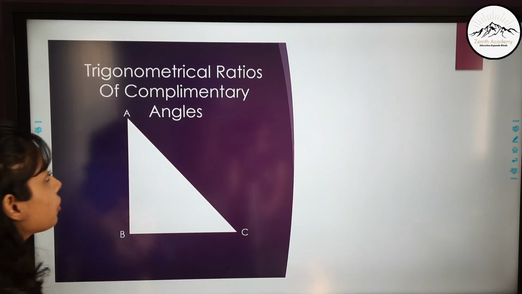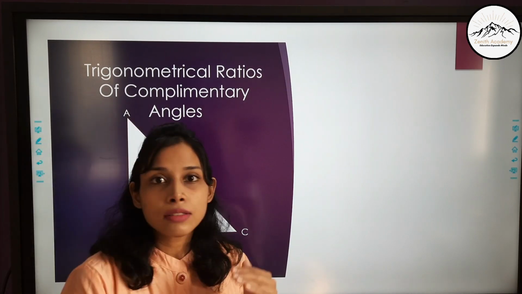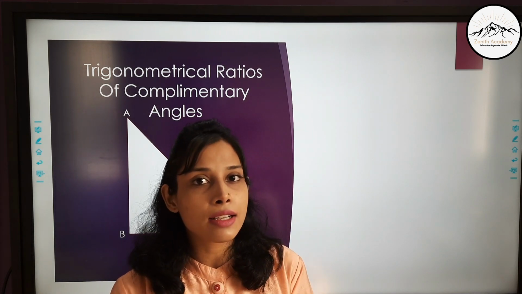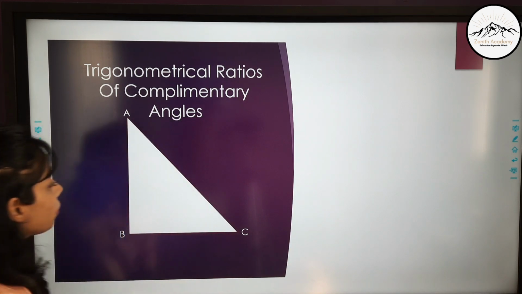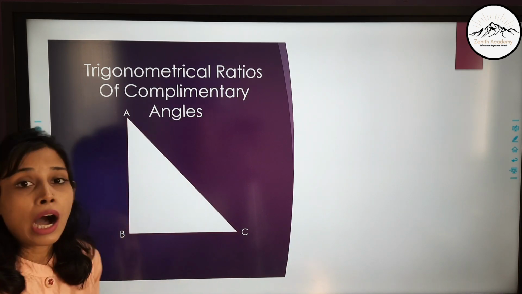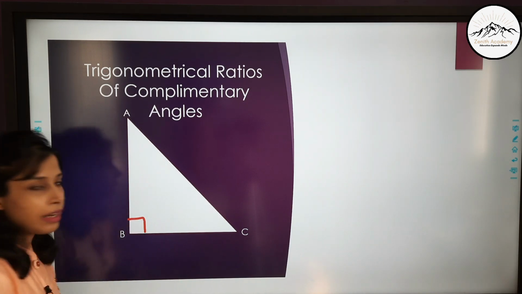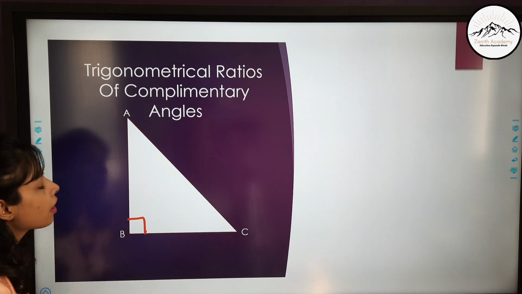Now, trigonometric ratios of complementary angles. What is a complementary angle? Two angles the sum of which is 90 degrees are said to be complementary angles. This we know. Now, for a right angle triangle, how do we define complementary angles? This is our 90-degree angle. This is the right angle triangle, right angled at B.